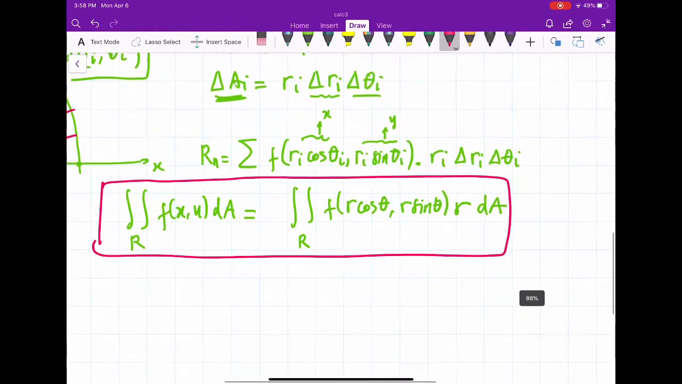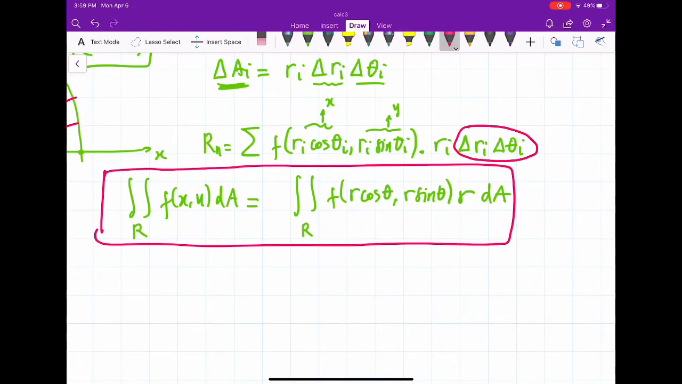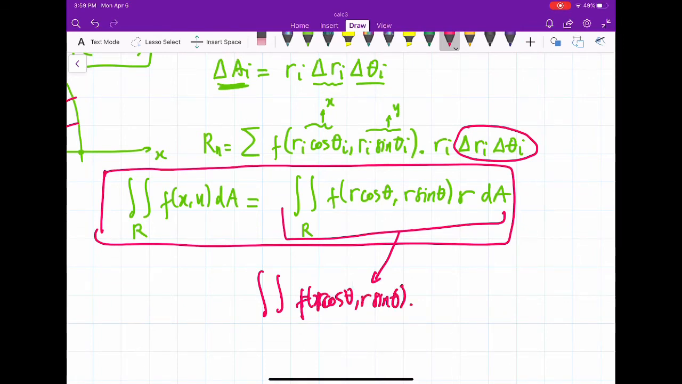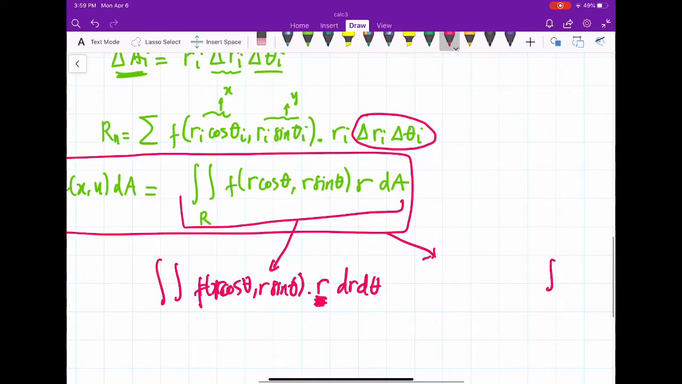So if you rewrite a double integral in terms of polar coordinates, you would have the following form. And of course, based on this observation, you may rewrite this integral in terms of iterated integrals, right? So you may write f of r cosine theta, r sine theta, and times r, we have an extra r in here, and then dr d theta. Or you may write it in the order d theta dr, and so on. Make sense?